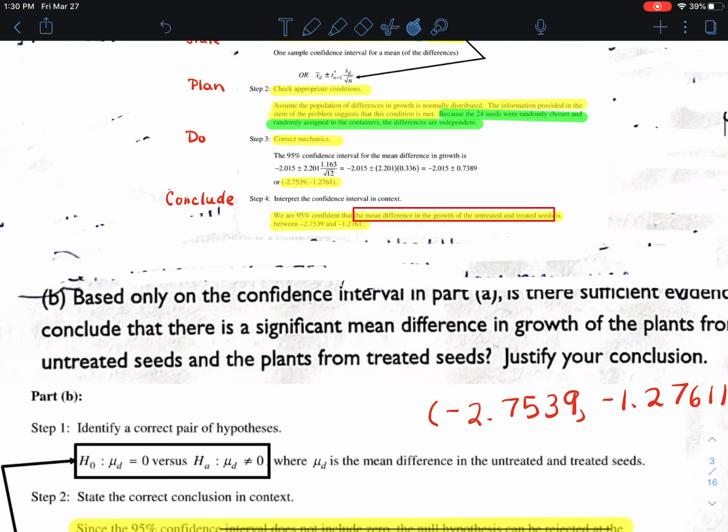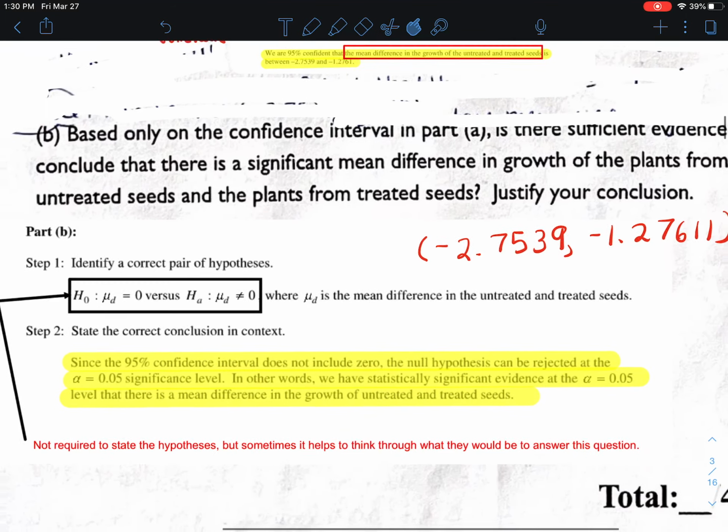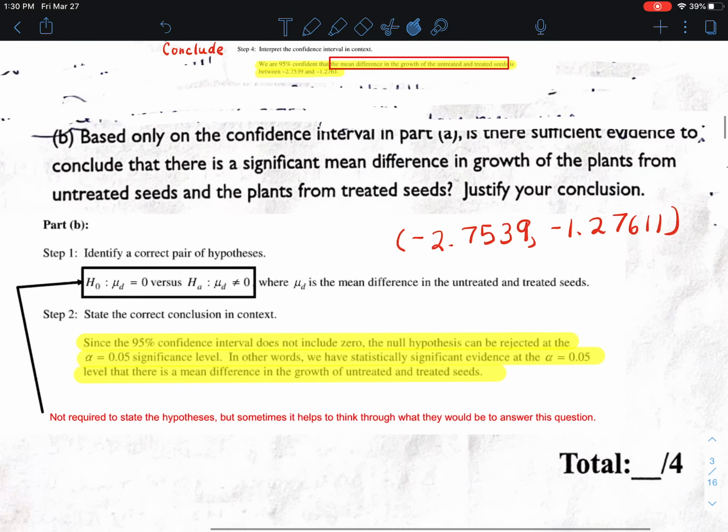All right, part B says, based on the confidence interval in part A, is there sufficient evidence to conclude that there is a significant mean difference in the growth of the plants from untreated seeds and the plants from treated seeds? This is talking about statistically significant, which is usually a phrase that we reserve when we do significance tests, not necessarily confidence intervals.